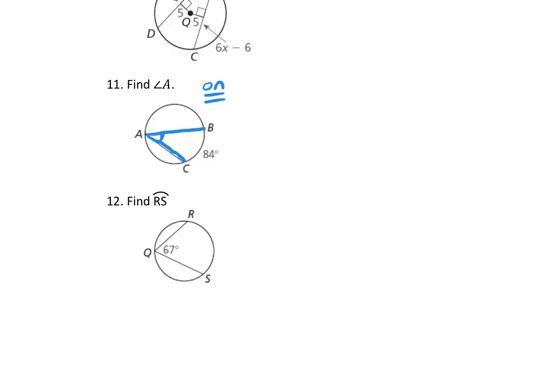When it's on, I'm going to go down here. On, what's the formula when the angle is on the circle? Arc divided by 2. We know the arc is 84. So we just got to take 84 divided by 2. Okay.